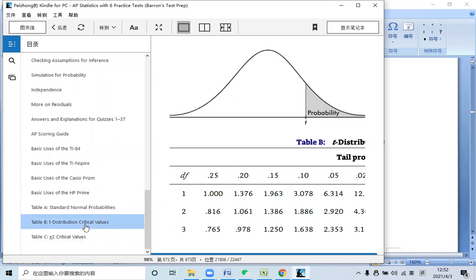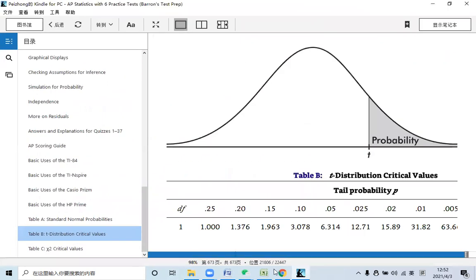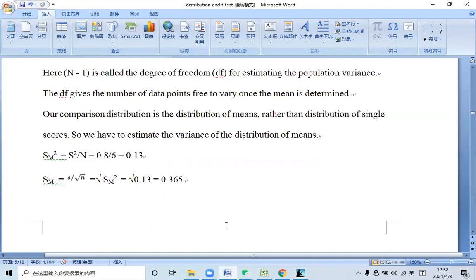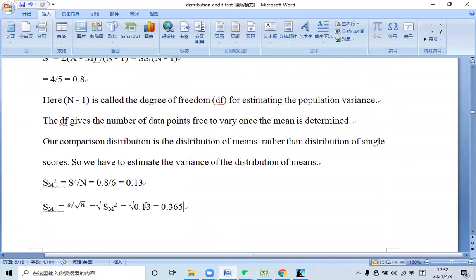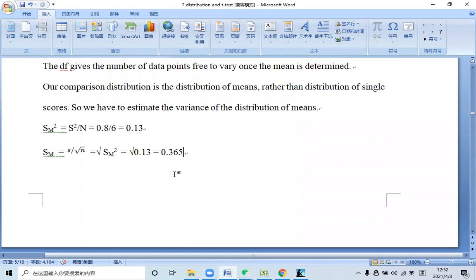So here you have a t-table distribution. Let me open that and come back. We have estimated the standard deviation of the population. This is the estimated standard deviation of the population of average parents. We know the average parents spend on average 2 hours with their kids, with an estimated standard deviation of 0.365 hours.